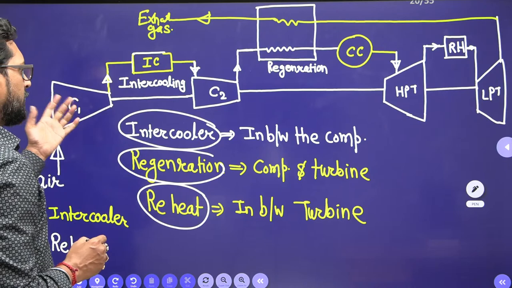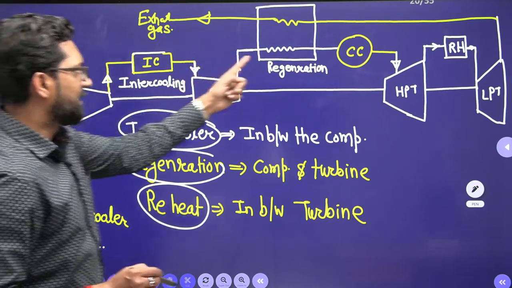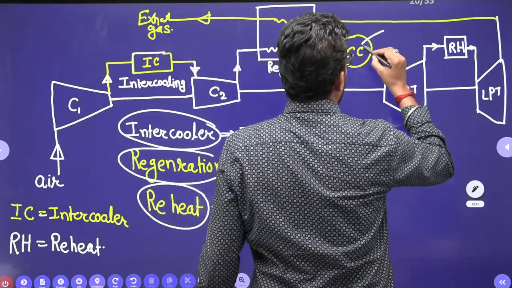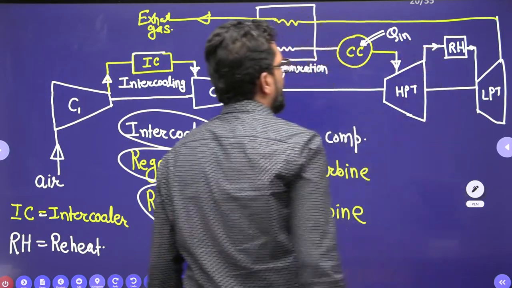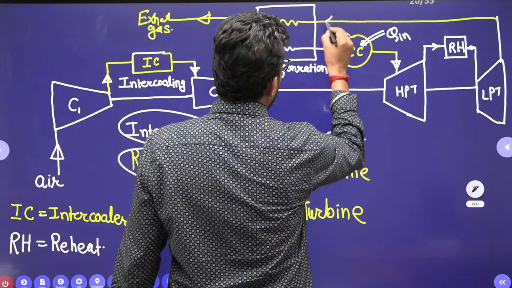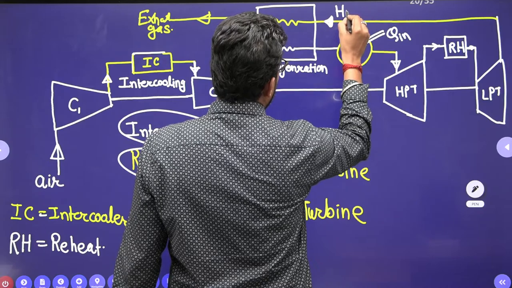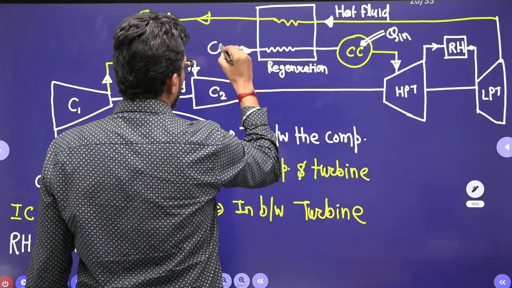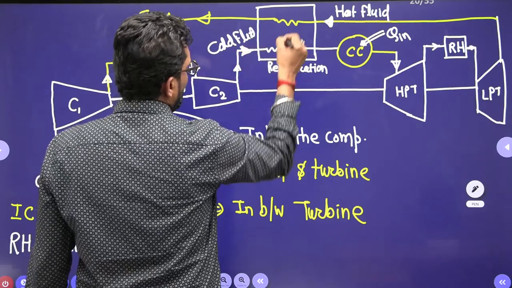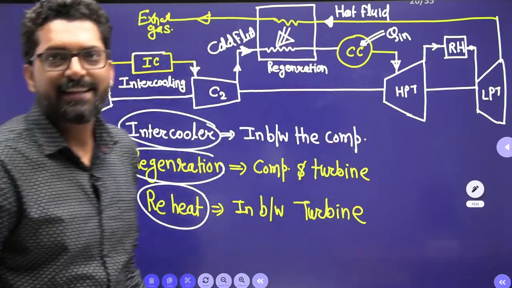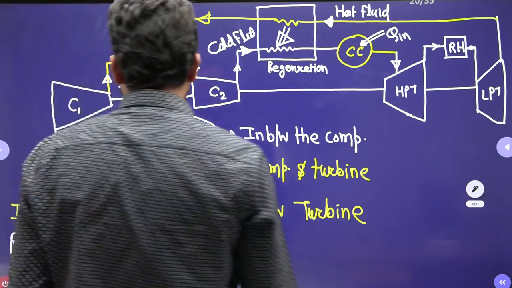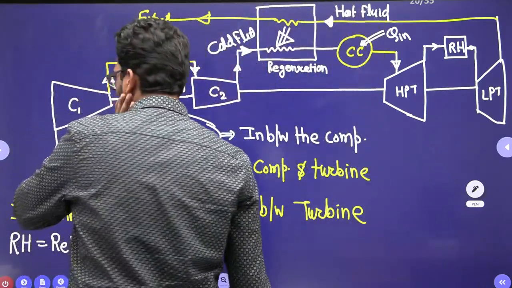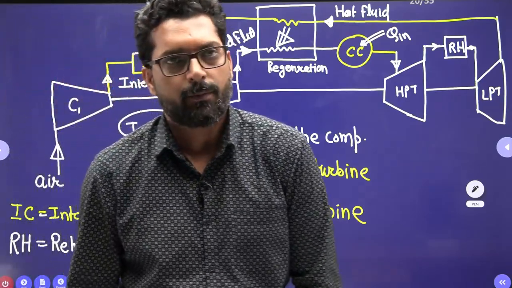So if you compress, first use intercooling, then after exit from the compressor there is regeneration, then in the combustion chamber where heat is added. Then it is regeneration again. So this is your hot fluid and this is your cold fluid in general. And there must be a heat addition in this one. Okay. So in that condition, we can use all the reheat. So we can draw also the PV and TS diagram, and you can solve this problem.